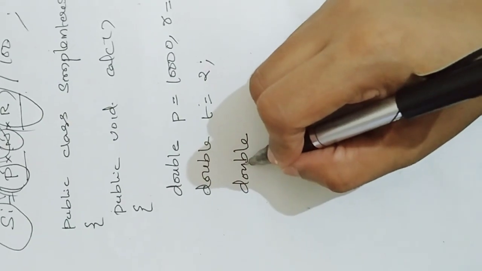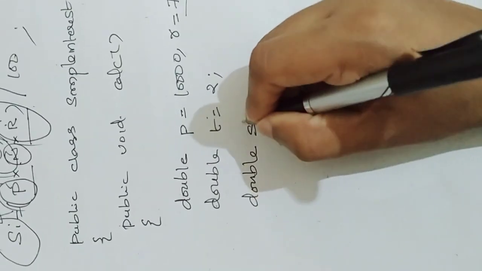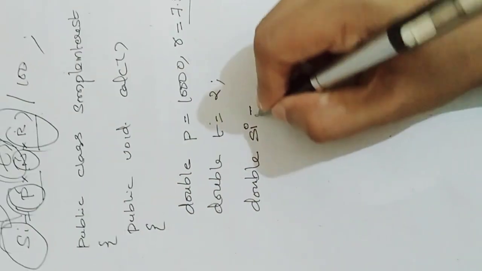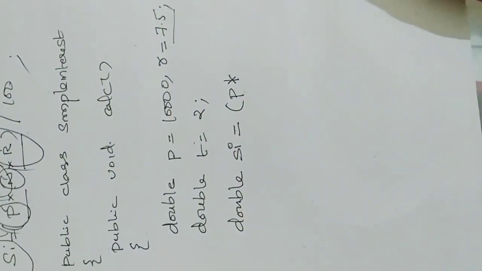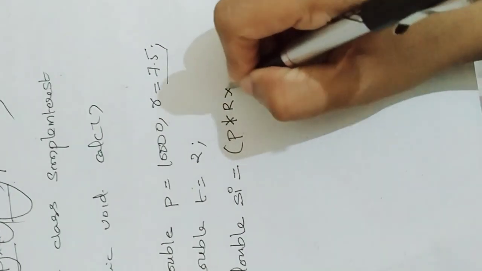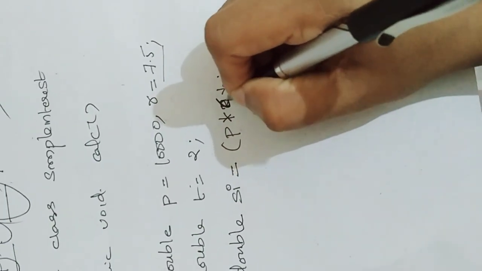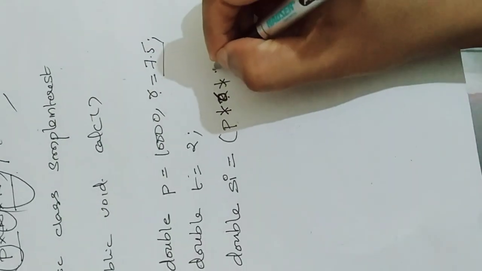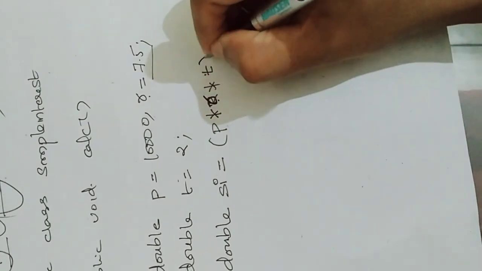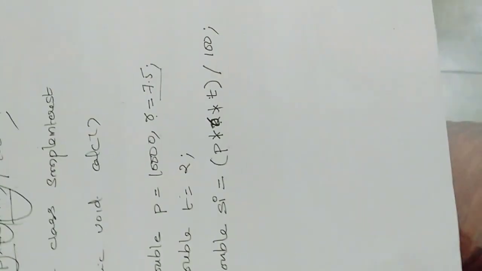So for that you will declare another variable double. Why am I declaring another variable with double? Because everything is in double, so automatically the result will also be in double. So double SI is equal to, in brackets, P star R star T, slash 100. Sorry, you have to use the variable as it is. Here it is written in small letter, so I have to use small letter only.